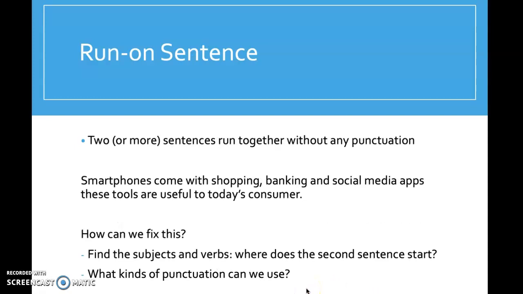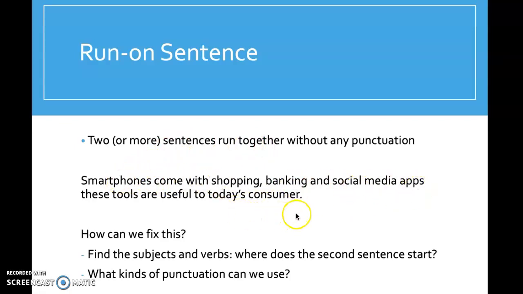Run-on sentences happen when two or more sentences run together without any punctuation. For example, smartphones come with shopping, banking, and social media apps. These tools are useful to today's consumer. So we can fix this by finding the subjects and finding the verbs. Where does the second sentence start? Well, smartphones come with shopping, banking, and social media apps.